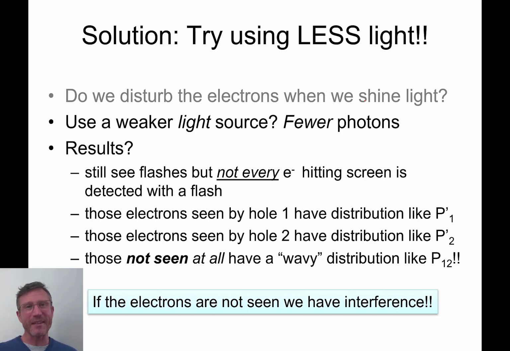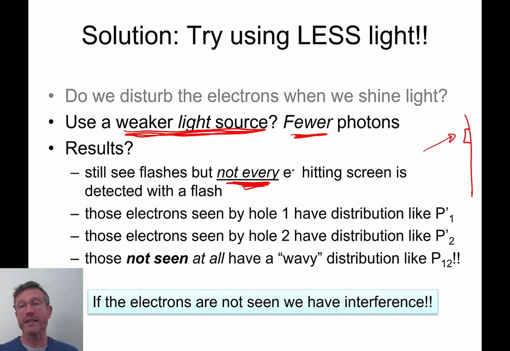What experimenters did then is they said, well, let's actually reduce the light source intensity. So we turn down the intensity of the light. That means you actually have fewer photons. What happened there is not every electron that hit the back screen, with our detector in it, had a flash, because there were fewer photons than there were electrons, and so not every one would give a flash.